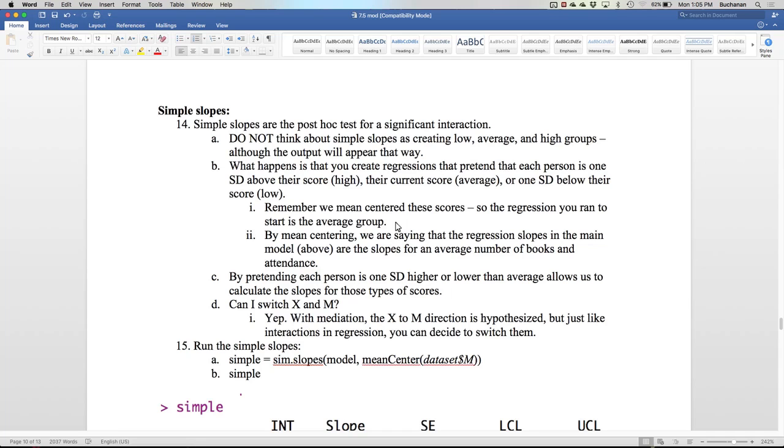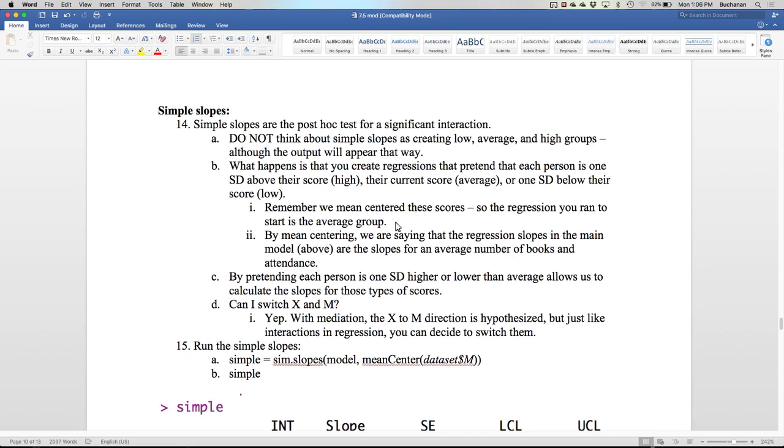So we have all this data. We've put books here, and that's why it's labeled as X, because it's the one on the X-axis. Grades here, so it's Y. And we're going to create these different groups for attendance. It's technically the moderator. In this output, it labels it as Z. Books is mean-centered, so an average number of books is here at 0 in the middle. What I have to do is create a low group, an average group, and a high group.